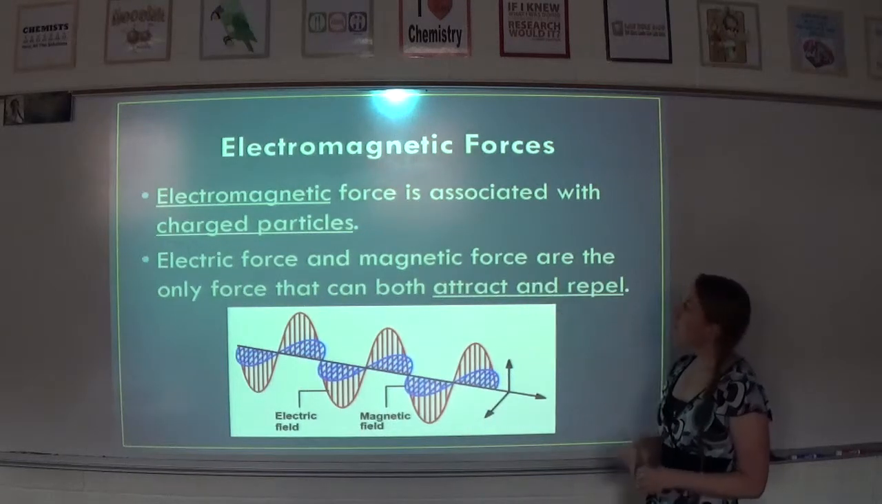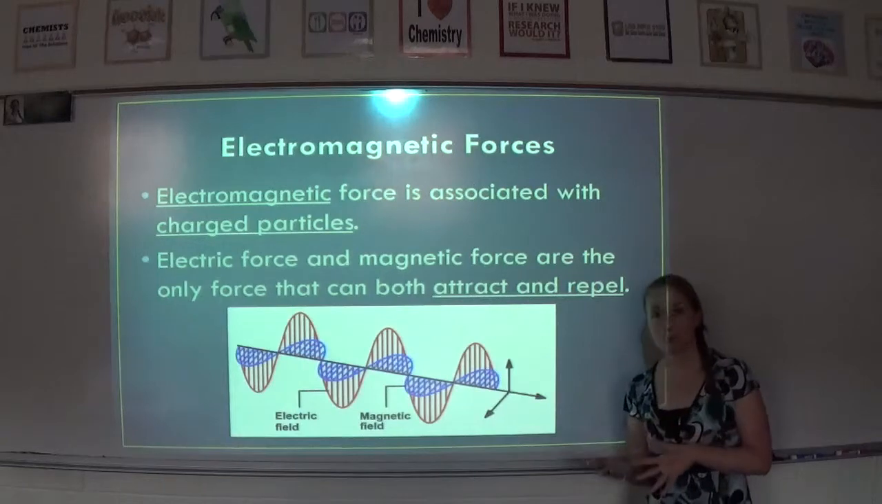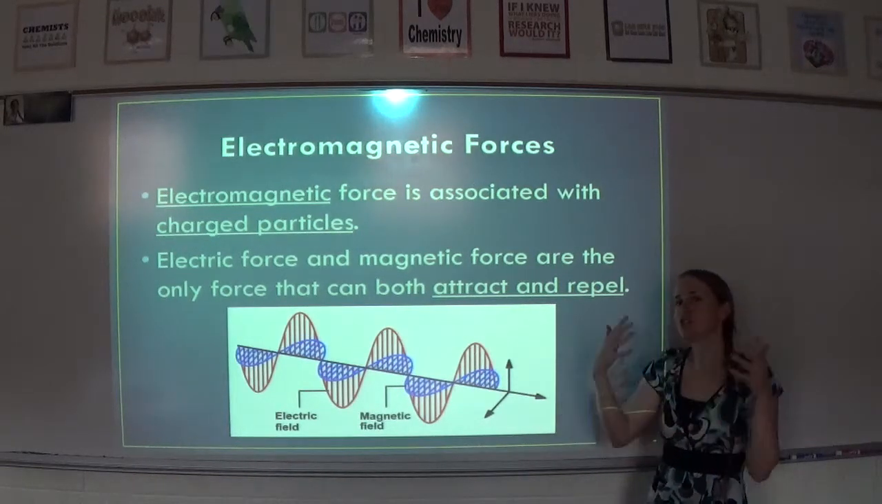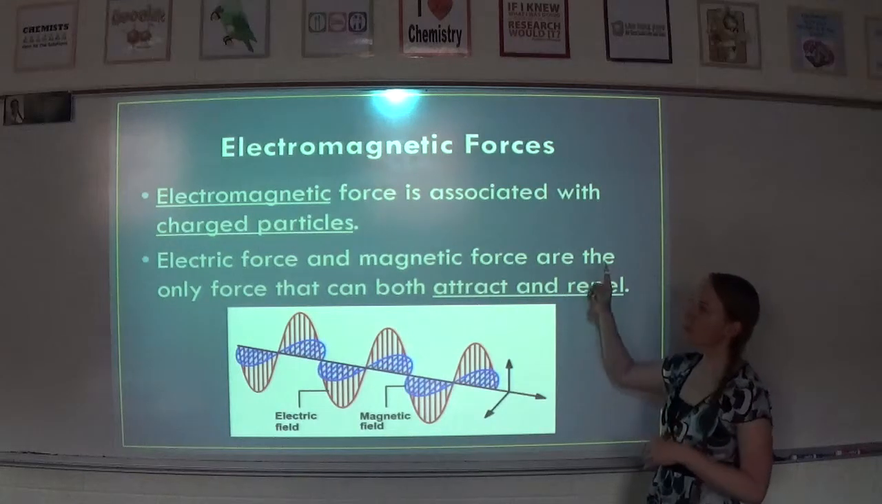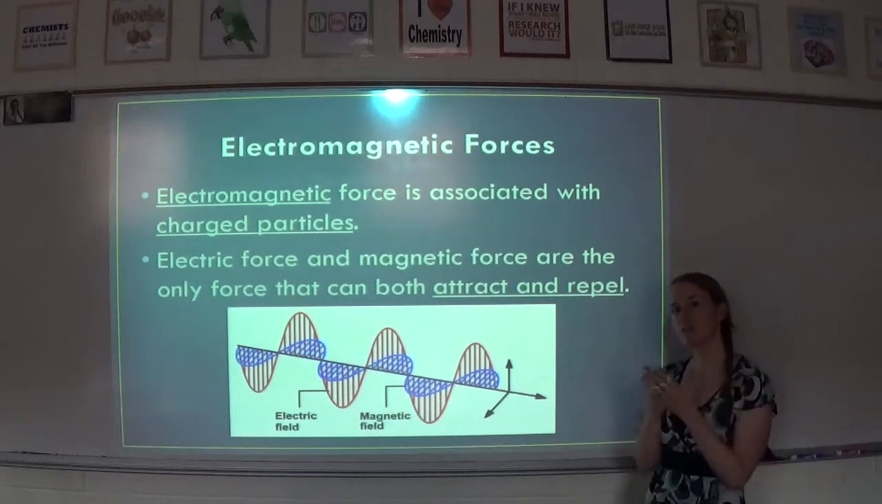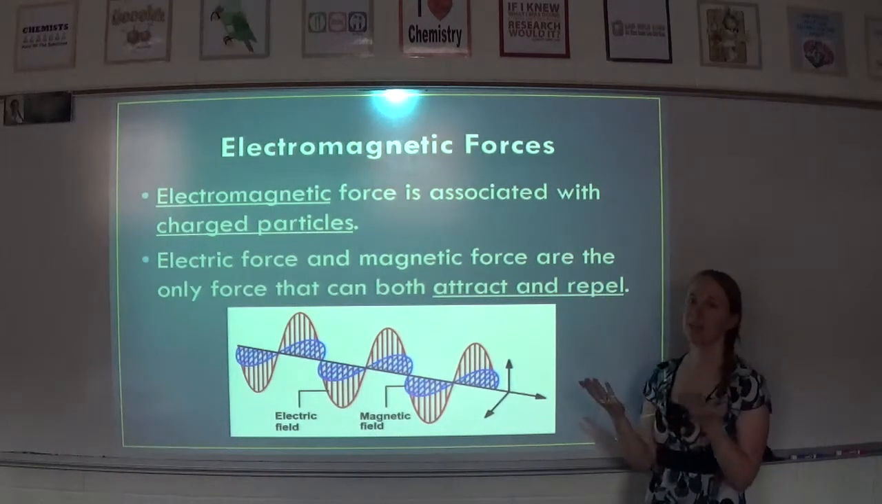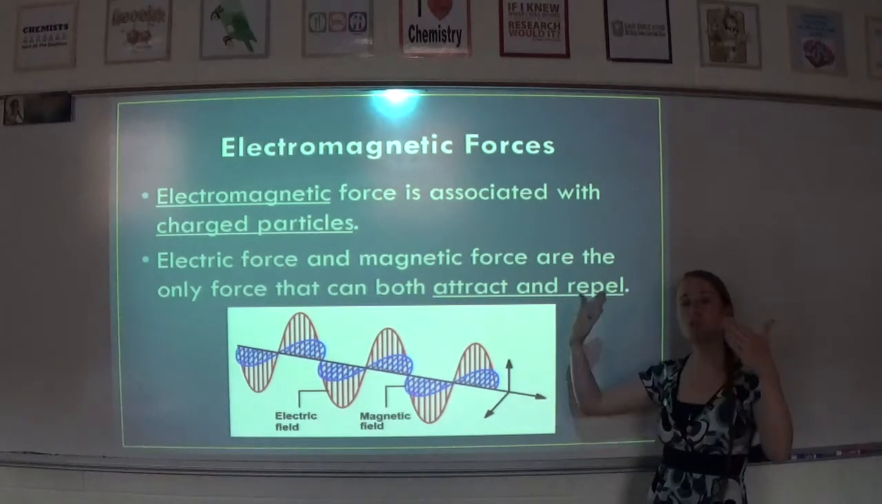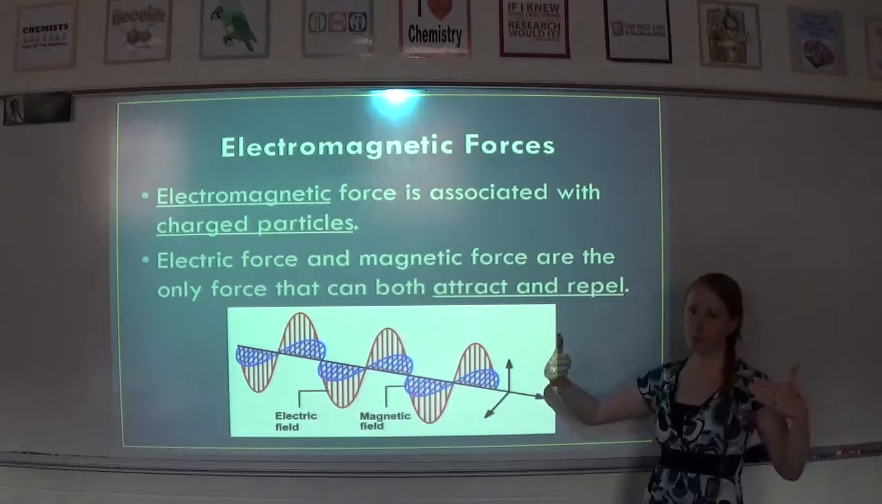So electric force and magnetic force are the only forces that can both attract and repel. Most of the forces that we talk about in this section are always going to be attractive. But electromagnetic forces can attract and repel. So think about magnets. If you do a north pole and a south pole, opposites will attract. But if you do 2 north poles, they repel one another.